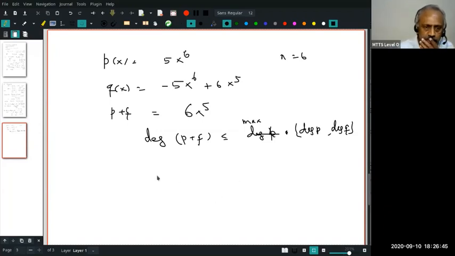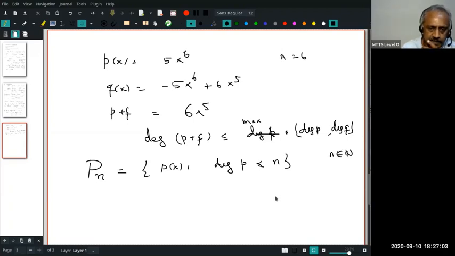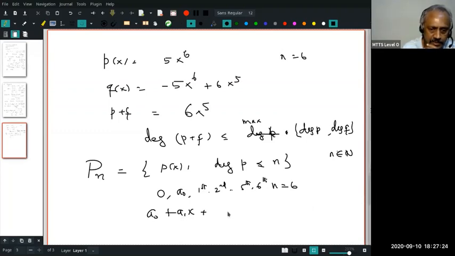Okay. So, this suggests what we should do is we should look at Pn to be the polynomials whose degree is less than or equal to n, where n is a natural number. If I have n equal to 6, then the 0 polynomial is included, constant polynomials a naught are included, first degree polynomials are included, second degree polynomials are included, and fifth degree polynomials and sixth degree polynomials are included. So any element here will be of the form a naught plus a1x plus up to a6x power 6, where the a's are in R.